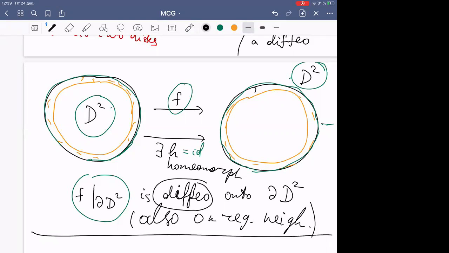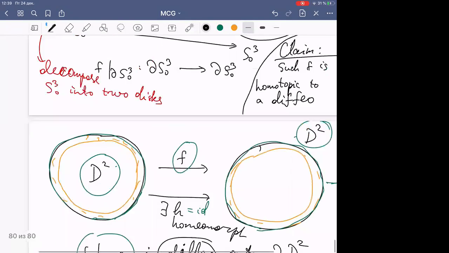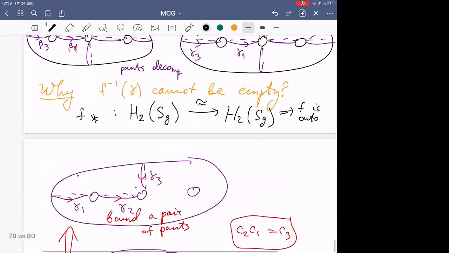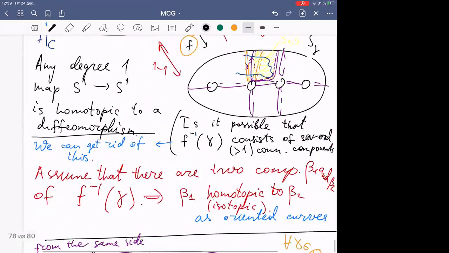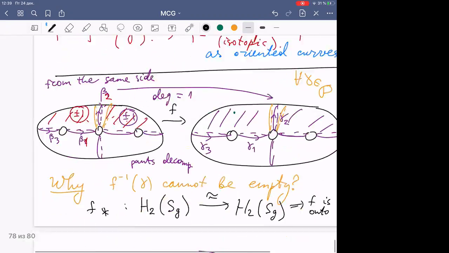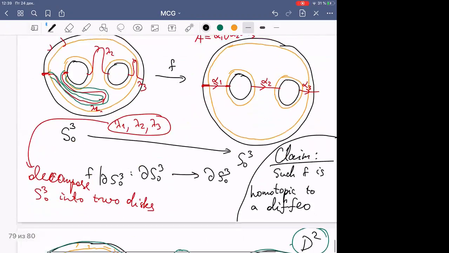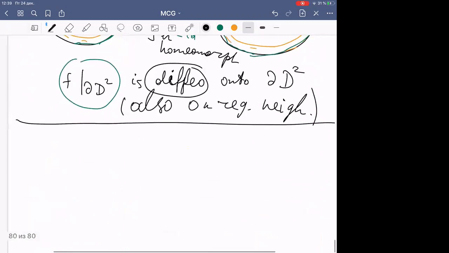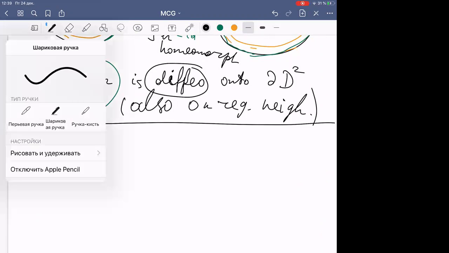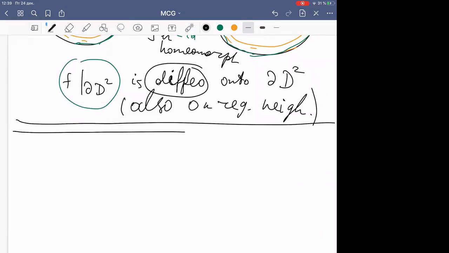I'm sorry. I thought that I would finish in several minutes, but it turns out to be harder to explain than I expected. Okay, at least this finishes the proof of the Dehn-Nielsen-Baer theorem.